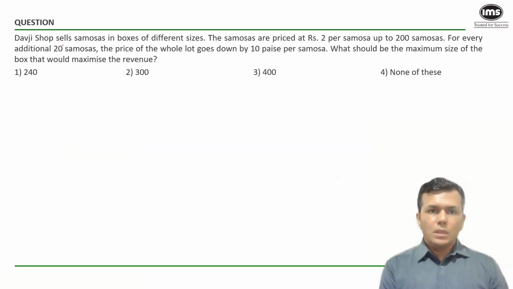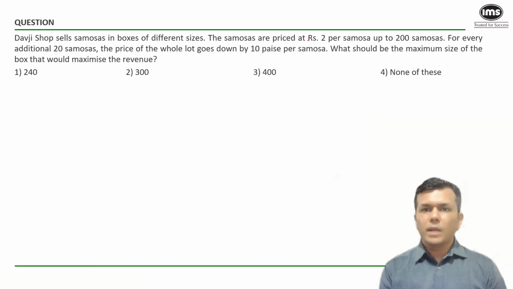The Veggie shop sells samosas in boxes of different sizes. The samosas are priced at rupees 2 per samosa up to 200 samosas. So this is the price given for this much quantity. And then it is given to us that for every additional 20 samosas, the price of the whole lot goes down by 10 paisa per samosa. What should be the maximum size of the box that would maximize the revenue?